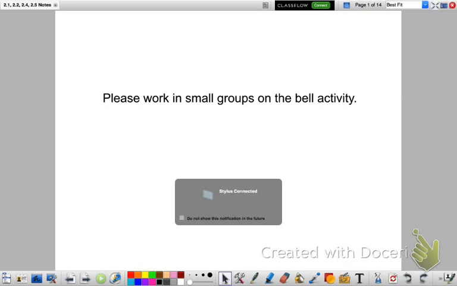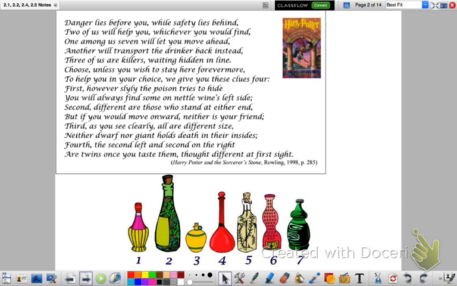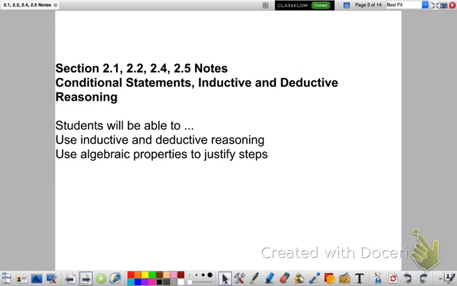Okay, today we are going to cover sections 1, 2, 4, and 5 in chapter 2. The bell work was this Harry Potter logic puzzle that we will not spend too much time on.